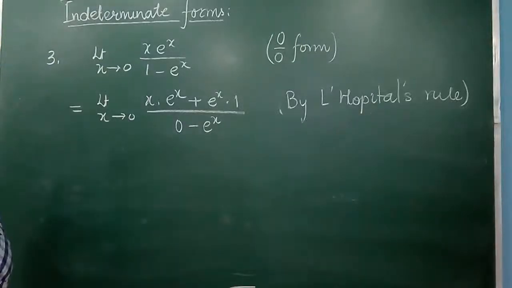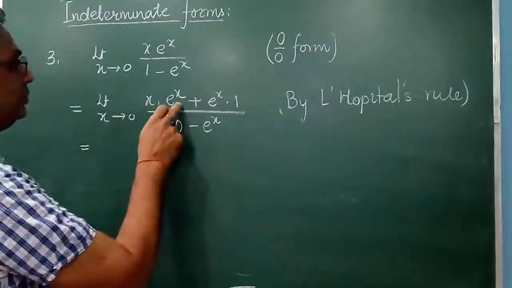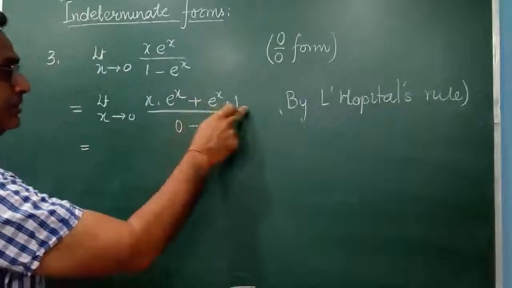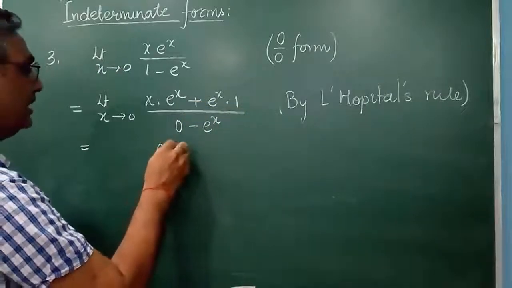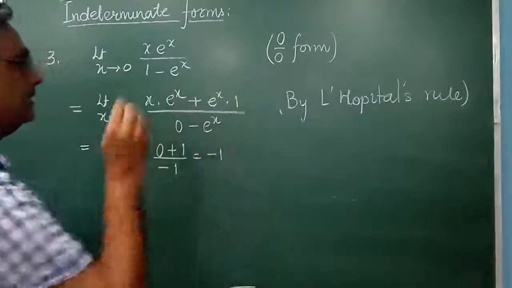Now we can put the value of the limit here. 0 into 1 is 0 and 1 into 1 is 1. So here 0 plus 1 upon minus 1. So the answer will be minus 1.